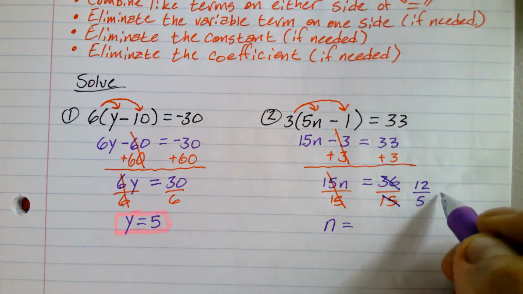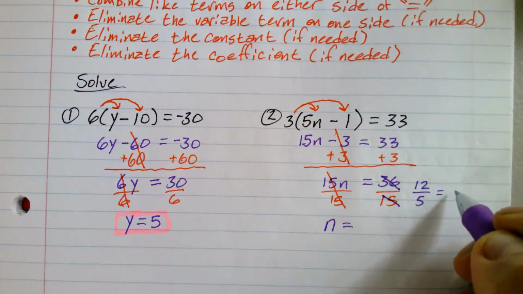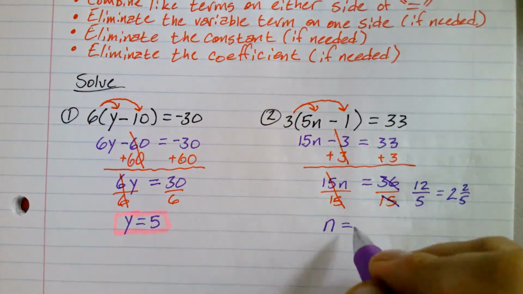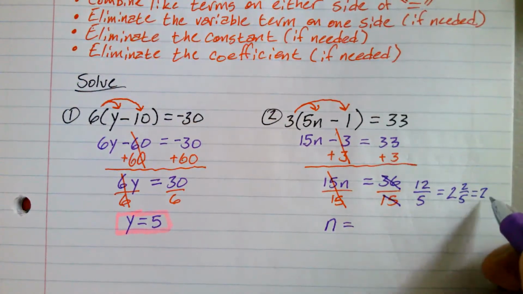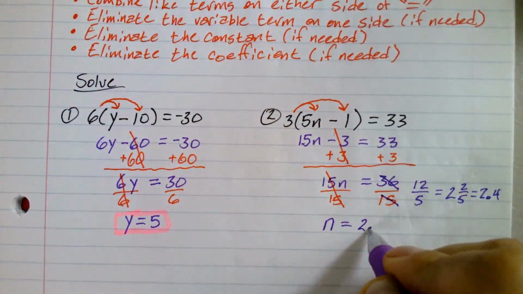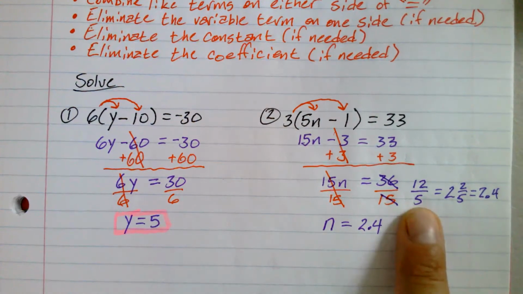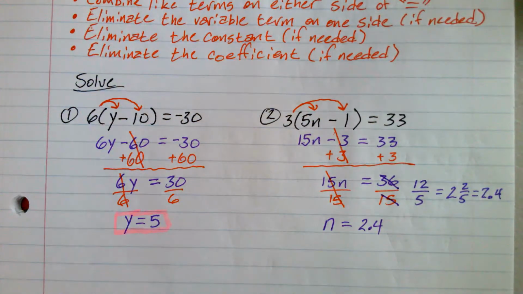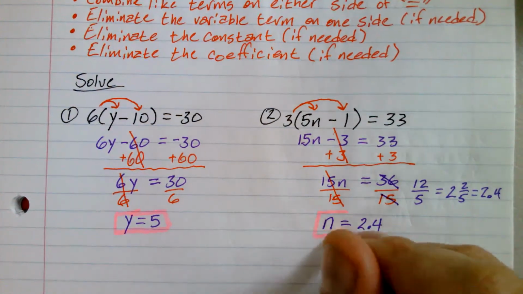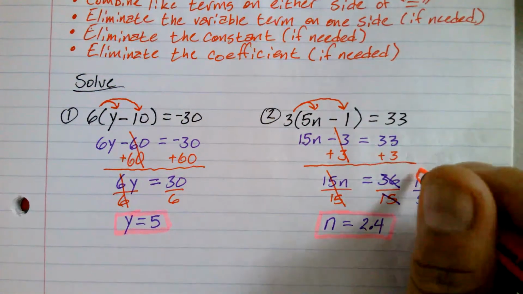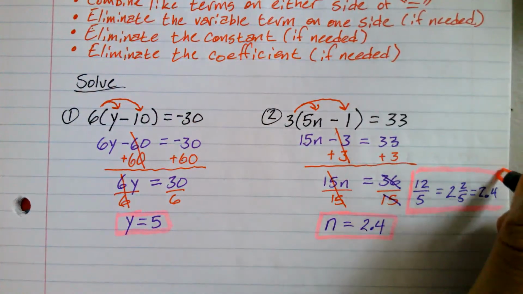And then you can write that as 2 2/5. Or 2.4. You guys like 2.4? Let's write 2.4. But it's important to recognize it could be an improper fraction. It could be a mixed number. It could be a decimal. Any one of those is okay. All right. So these are all acceptable answers.